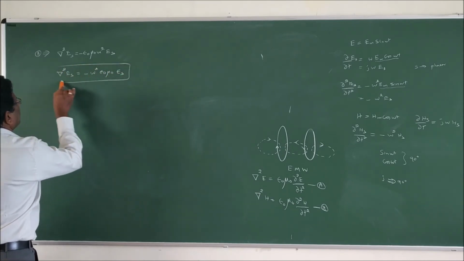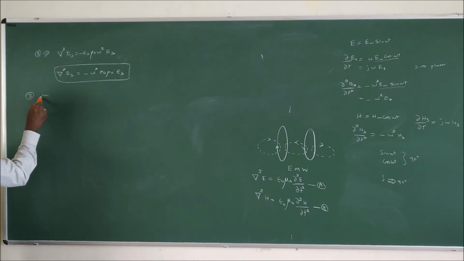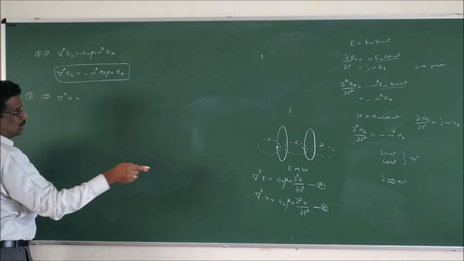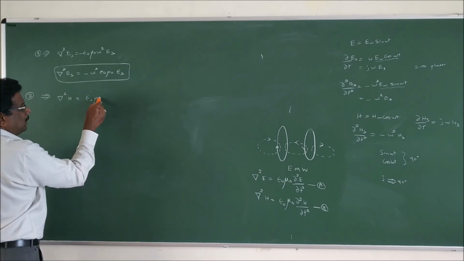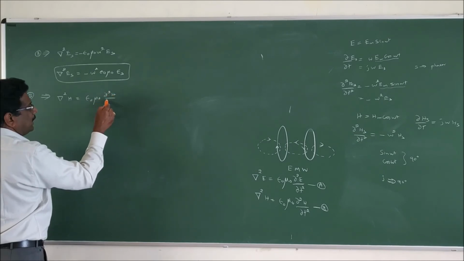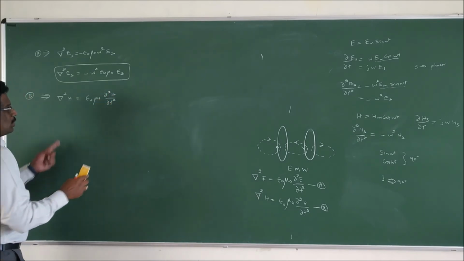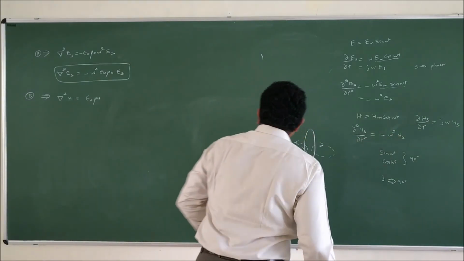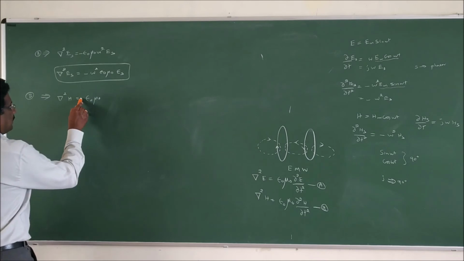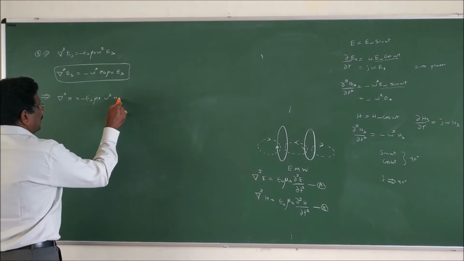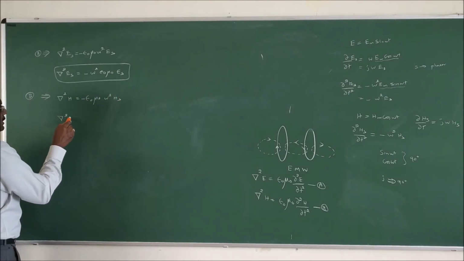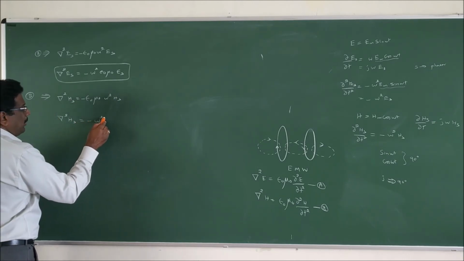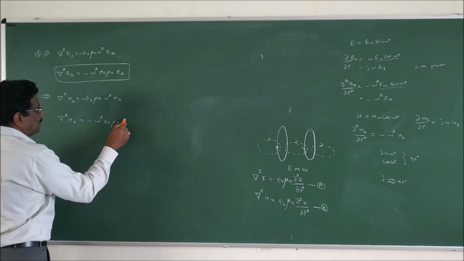Please do remember. In the same way, if you bring equation number B, recall: del square H equals epsilon naught mu naught del square H by del t square. That del square H by del t square can be replaced with minus omega square Hs. Then del square Hs, in phasor representation, equals minus omega square epsilon naught mu naught Hs.